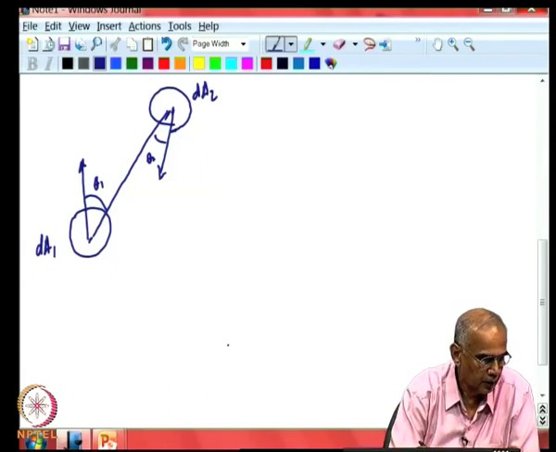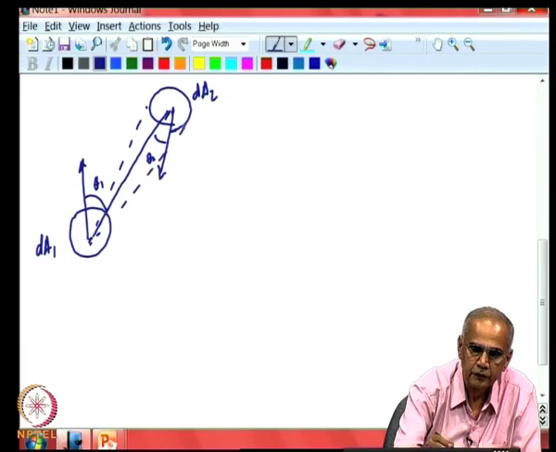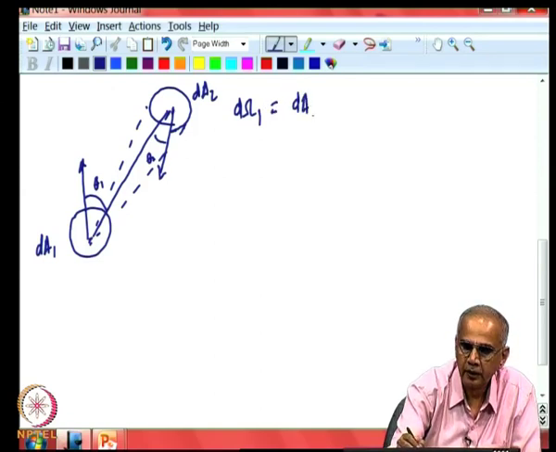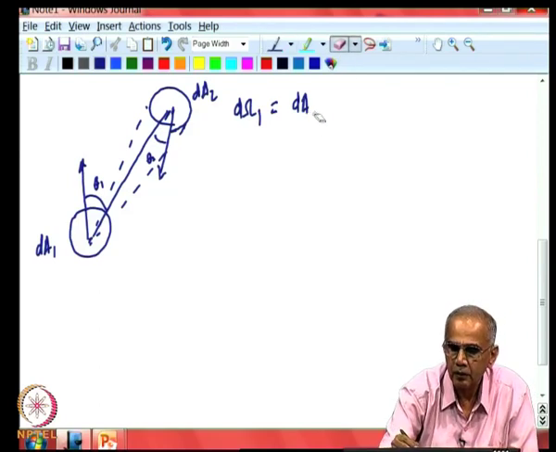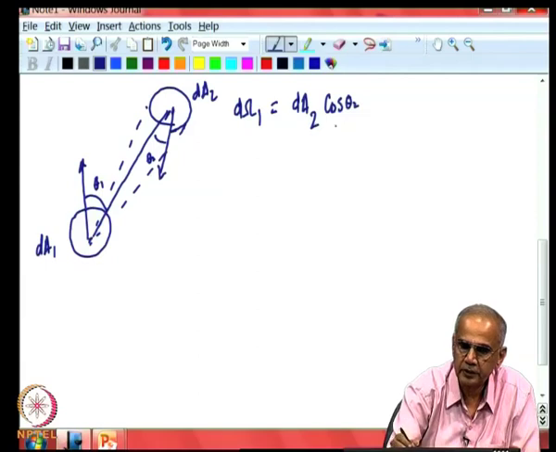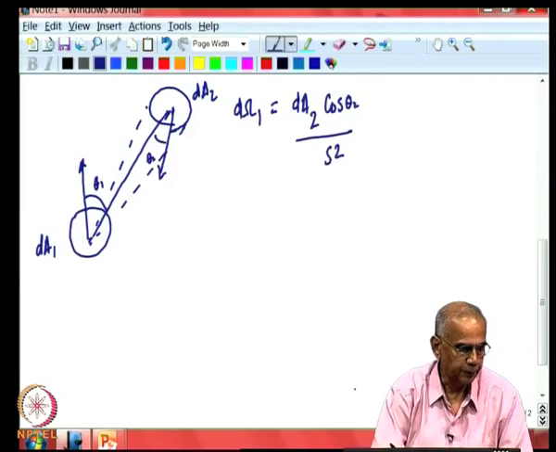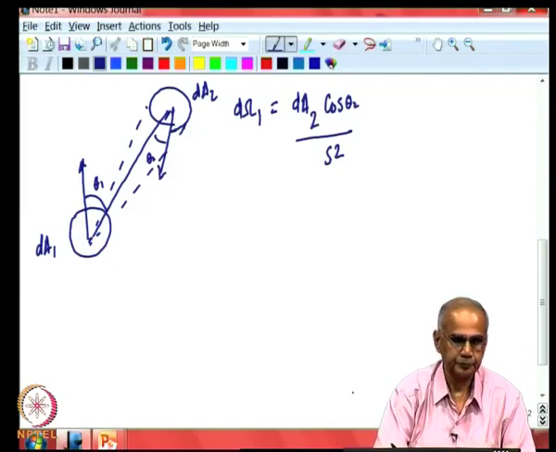And if you ask what is the solid angle subtended by surface 2 at surface 1, by definition of solid angle, d omega is nothing but the projected area of surface 2 divided by the distance s squared. So, this is the solid angle subtended by surface 2 at surface 1.